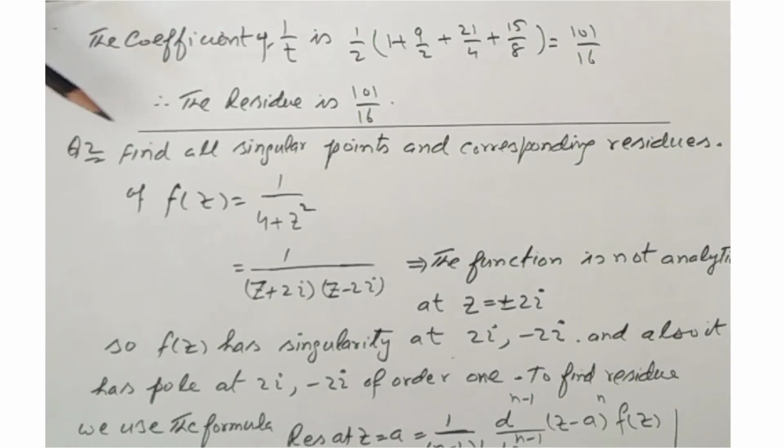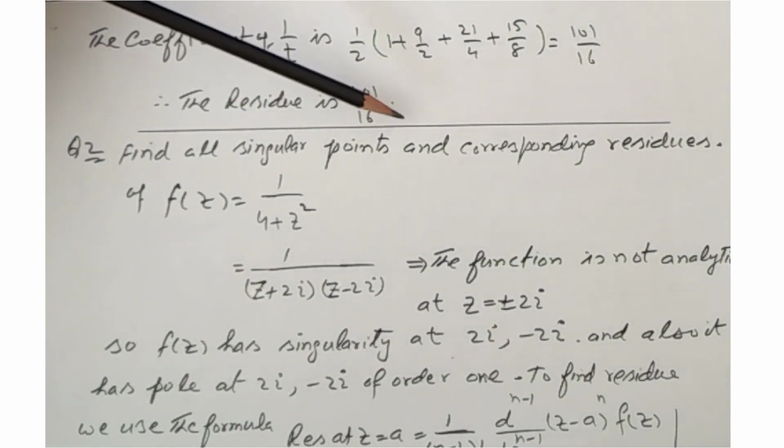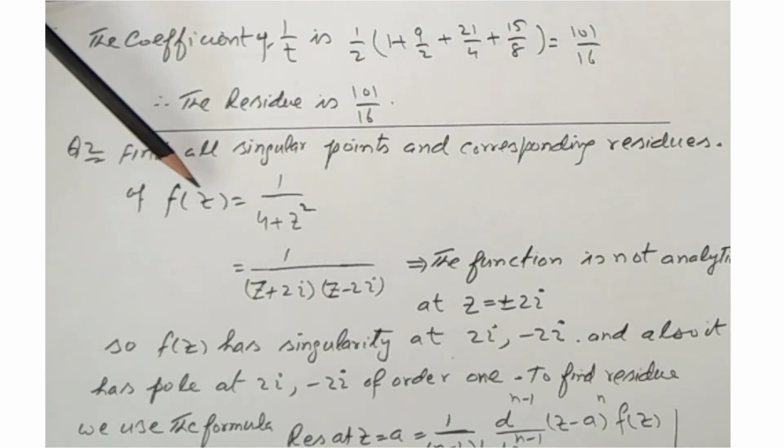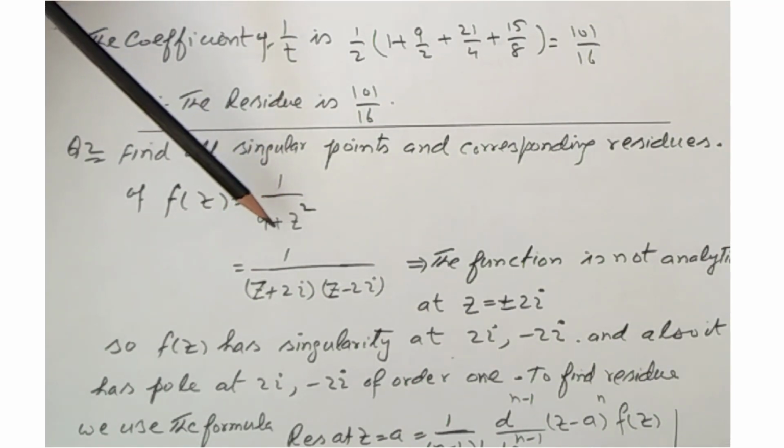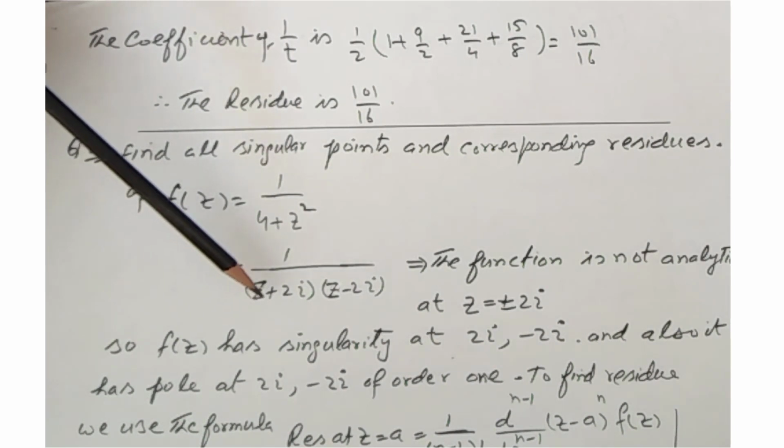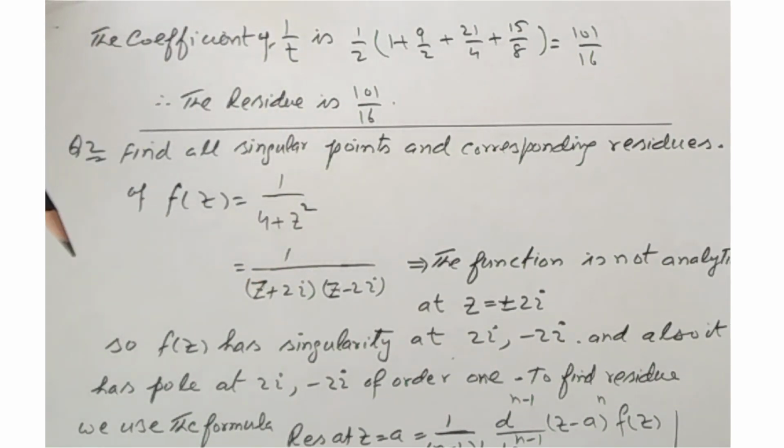Now question number 2, find all singular points and corresponding residues of the function f of z equal to 1 by 4 plus z square. We can write 4 plus z square as z plus 2 iota into z minus 2 iota. The function is not analytic at z equal to plus minus 2 iota. When we put 2 iota, this factor becomes 0, and when we put minus 2 iota, this becomes 0. So total becomes infinity at z equal to plus minus 2 iota.